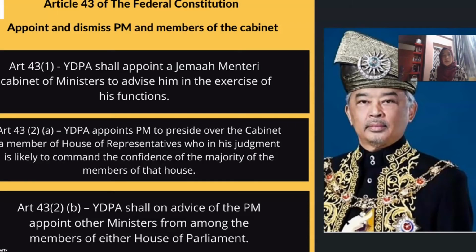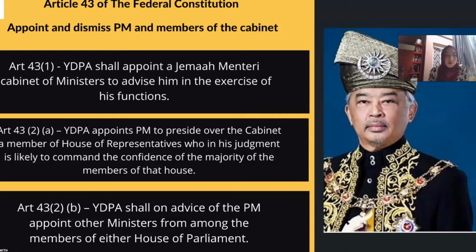Okay, so now firstly we are going to look at the YDPA's power in executive. In Article 43 of the Federal Constitution, the YDPA has the power to appoint and dismiss prime ministers and also members of the cabinet. Under Article 43, Clause 1, YDPA shall appoint a Jemaah Menteri, which is the cabinet of ministers, to advise him in the exercise of his functions.